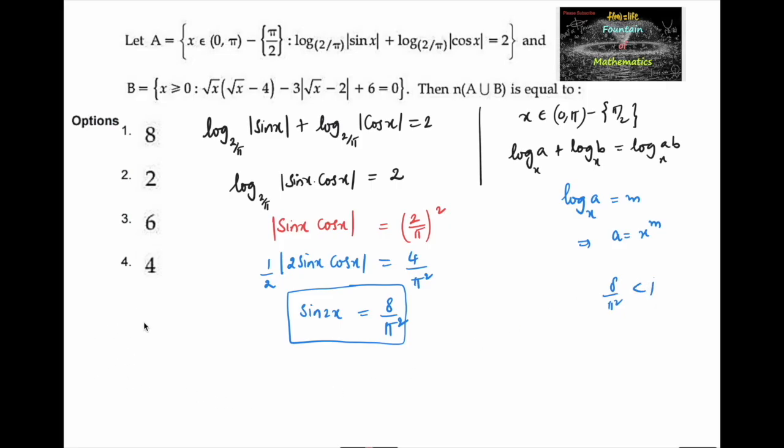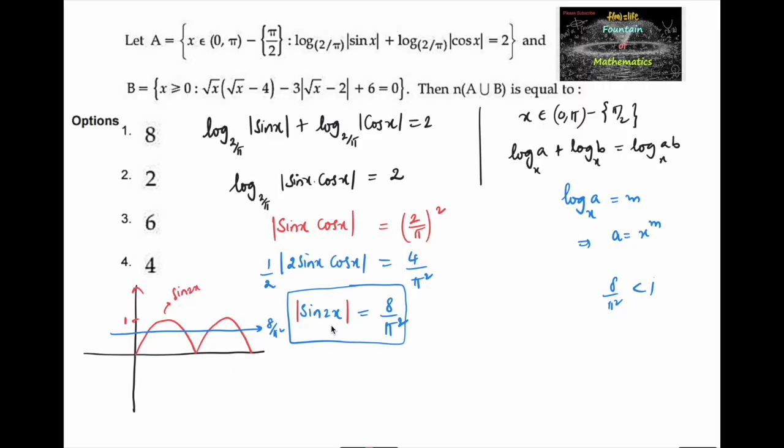And if you see the graph of sin 2x, this is a graph of sin 2x, and since it is a mod sin 2x, it will be in the positive first quadrant. This one, and 8 upon pi square value can be taken as a line. This is 8 upon pi square, and this is sin 2x.